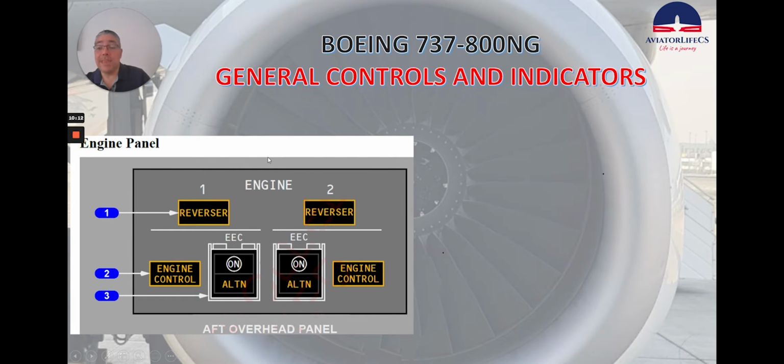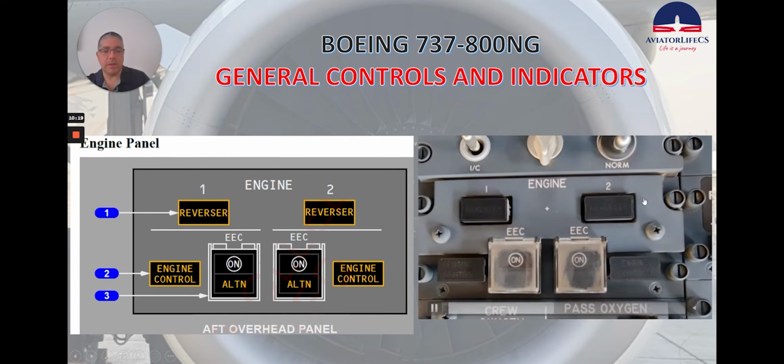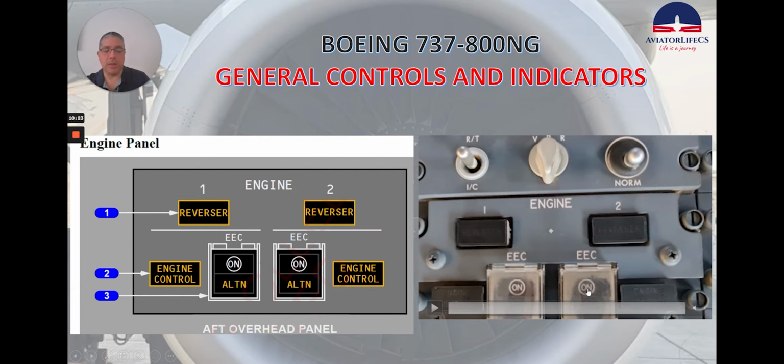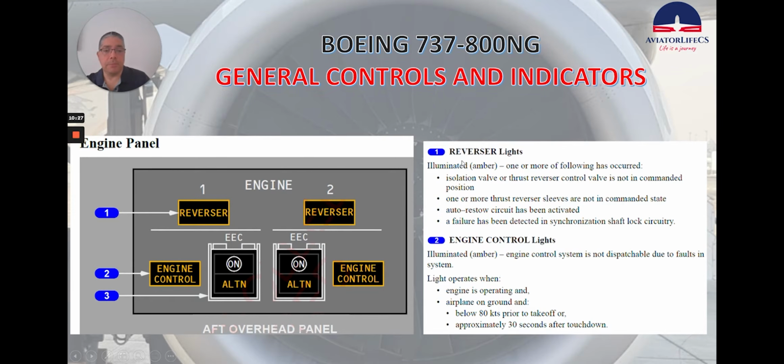So now we'll talk about the engine panel. And here you can see it in the airplane. That's how it looks in normal flight: all the lights extinguished, only the ON light in view. So let's see what each of these lights means.